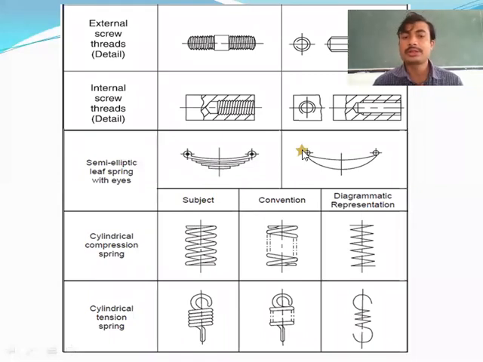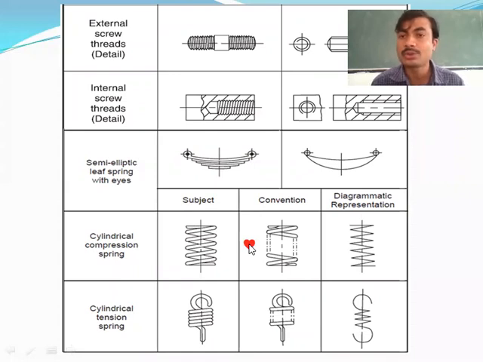The next one is the cylindrical compression spring and the cylindrical tension spring. Let us consider a spring. If you apply the force in the pulling direction, then that is known as a tension spring. If the force is applied in the pushing direction, then that is known as a compression spring. I am going to denote the compression spring by the heart symbol. So this is the conventional representation of the compression spring.